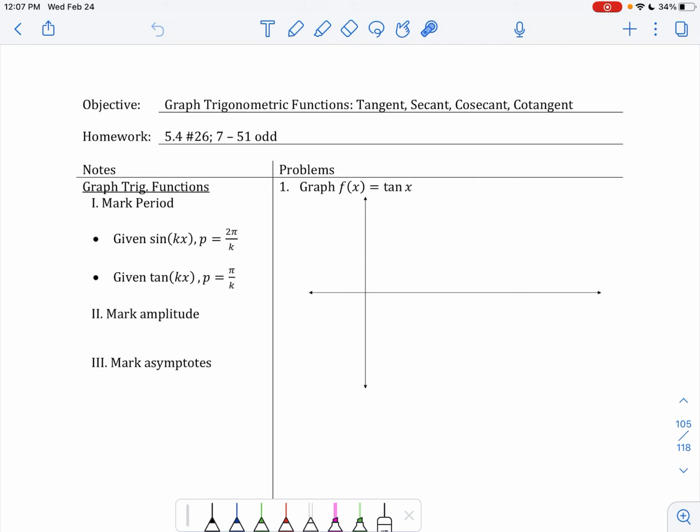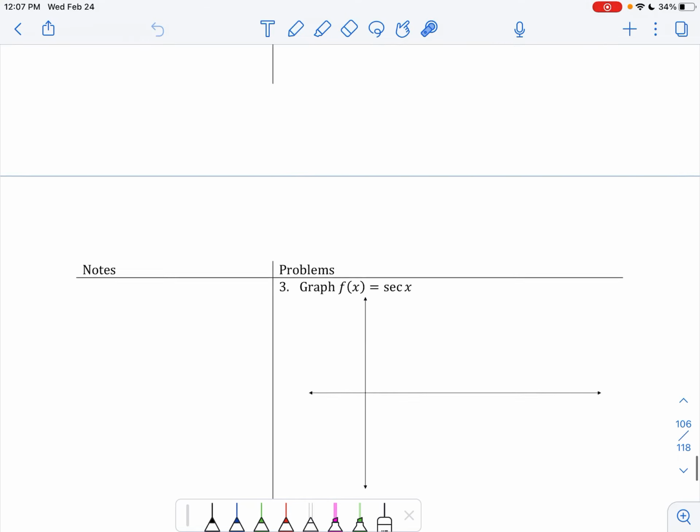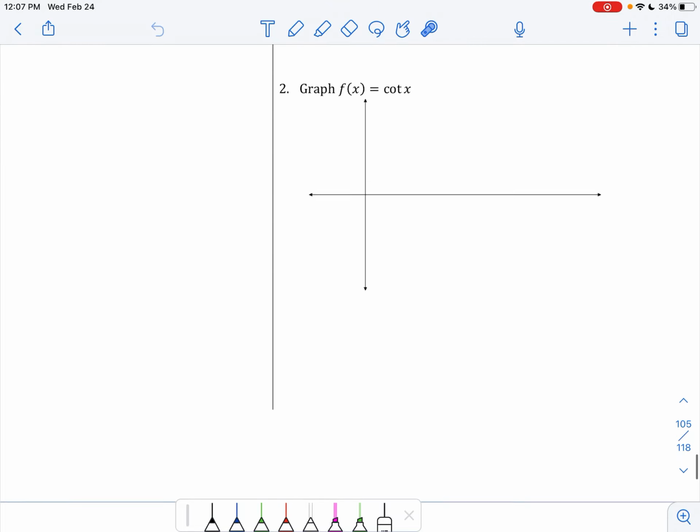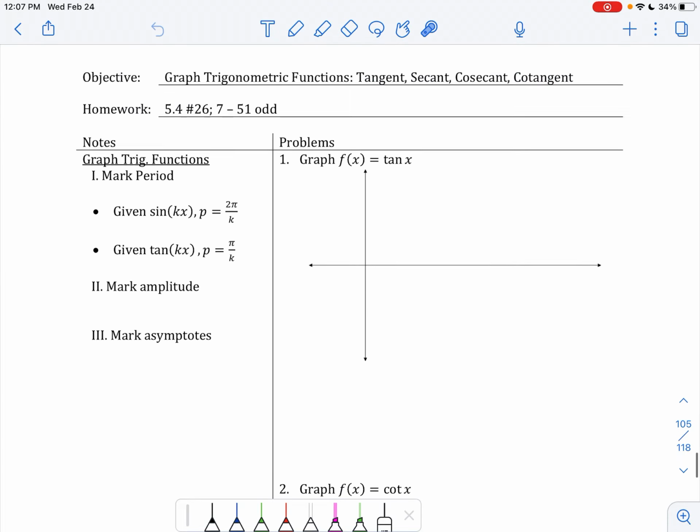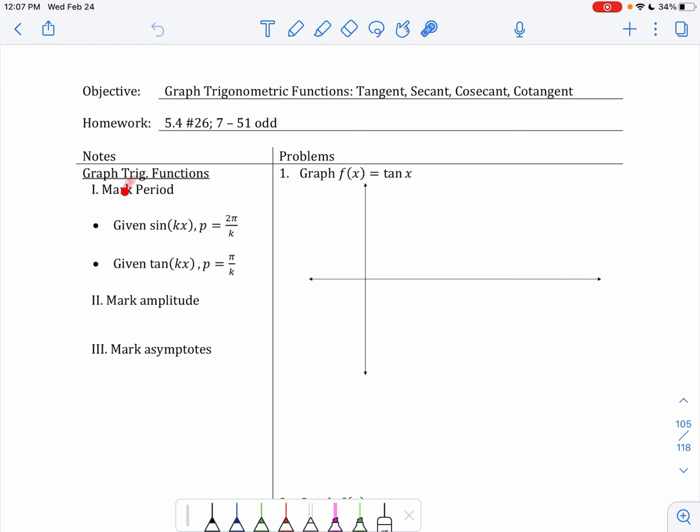So when we're graphing our trig functions, we're just going to go through these without any changes of period and amplitude to start with. So we're just going to do tangent, cotangent, secant, cosecant. But just like with sine and cosine, you are going to have changes of period, changes of amplitude, and in this case, you're going to add in a separate thing where you're going to mark asymptotes.